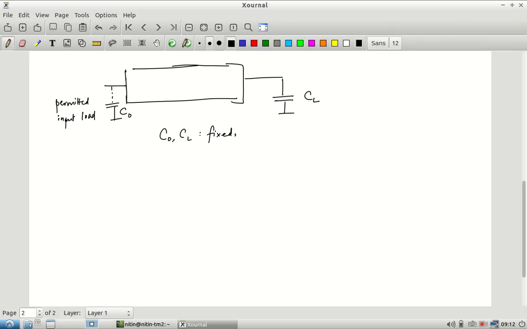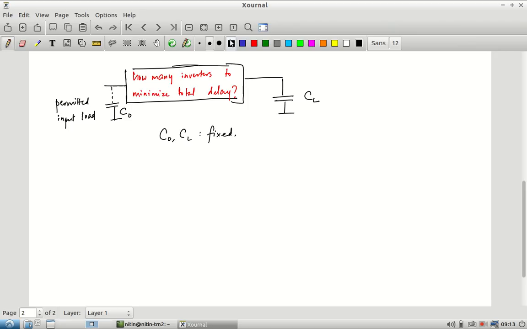And the question I am asking is, how should I fill in this box in the middle with inverters so that the total delay through this chain is minimized? Okay, that is the question that I am asking. How many inverters to minimize total delay? And what should their sizes be, obviously? That's also a related question.